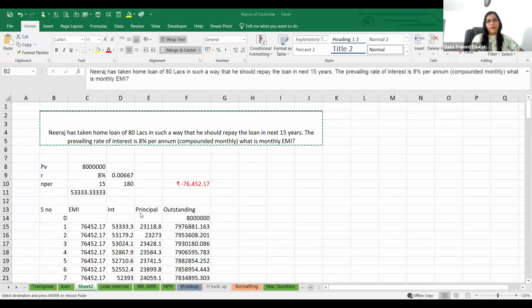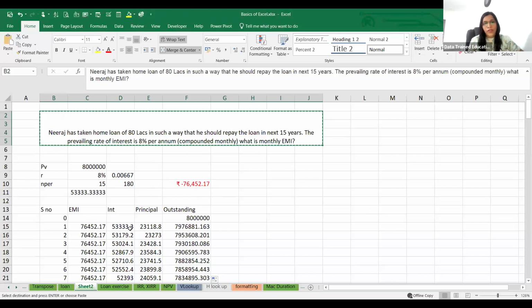Once again, see what I have done. I'll show you only what you need to write. Only serial number, EMI, interest, principal, and outstanding. First, you need to leave blank. What I have done, I have written 1 and 2. You will click both the numbers and simply drag it to 180. Once you reach 180, what is that? N per. Then EMI, we have calculated. What is EMI? This through PMT function. EMI is going to remain same. So simply click it till 180, it will remain same. Double click.